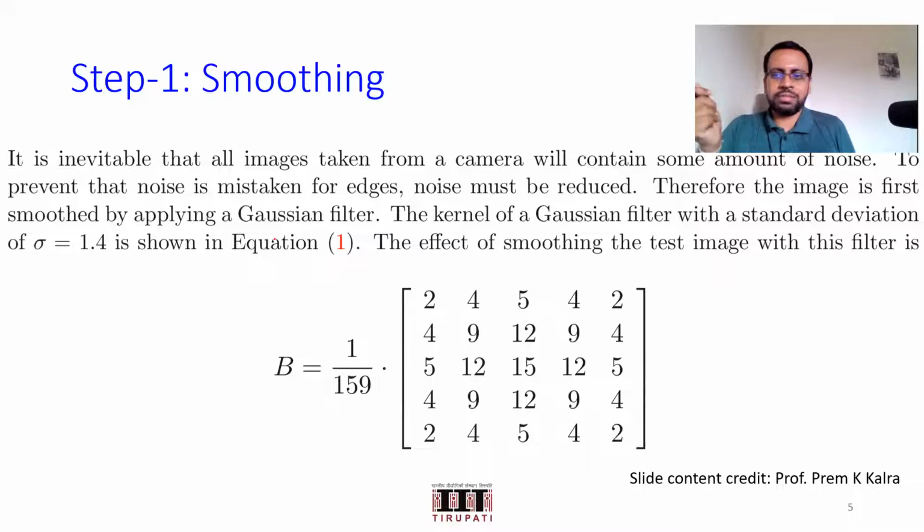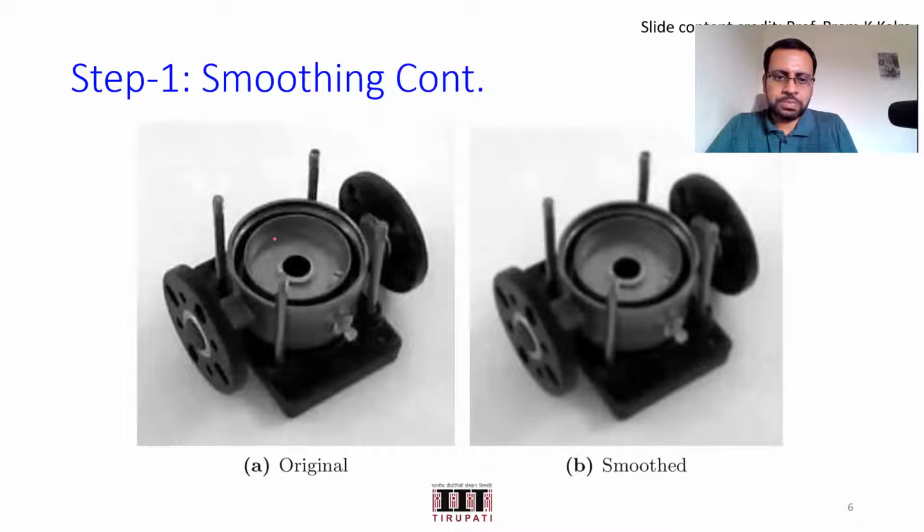You could play with the sigma value, the standard deviation, which eventually means playing with the window size of your Gaussian kernel, and do a bit of smoothing as a pre-processing step. Say, for example, this is your original image on the left-hand side. Once you do the smoothing, you could get an image similar to this. That's the first step. Very simple.